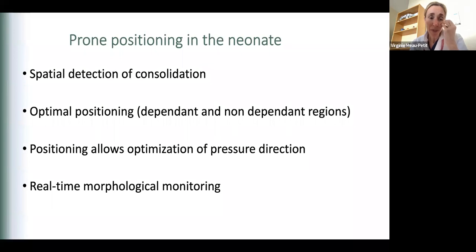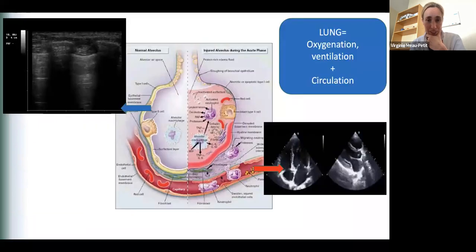So we are all using prone positioning, but the lung ultrasound in this context will allow you to have a spatial detection of consolidation, position your baby optimally to move the dependent consolidated region to a non-dependent region, allows optimization before prone-induced lung recruitment to optimize the pressure direction, and have a real-time morphological monitoring of the reopening of these lungs by clinical case.